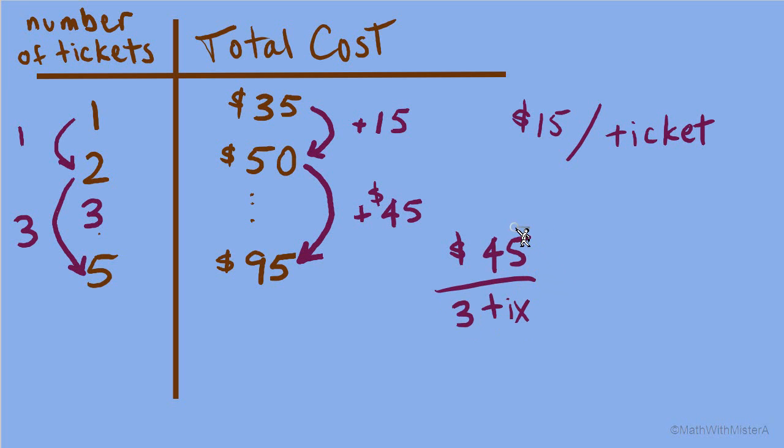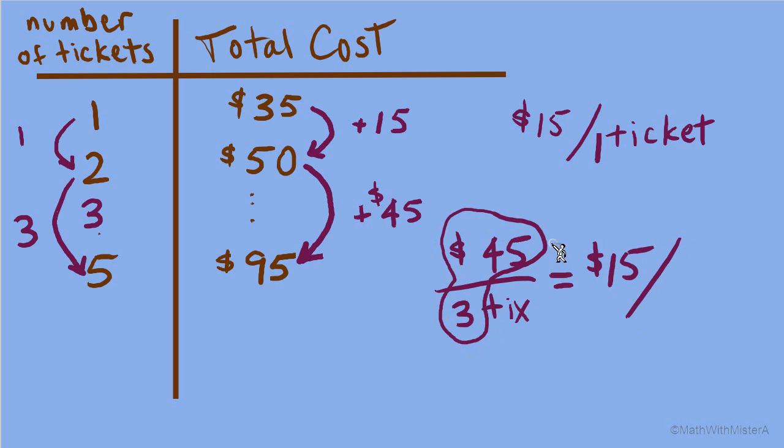When we talk about a constant rate of change, we're talking about this rate being a unit rate, which means the denominator doesn't have a number. Technically, it's per 1 ticket. So $45 per 3 tickets is a nice rate, but our unit rate, when we divide 45 by 3, we'll get the $15, and we can carry over the units, dollars per ticket.